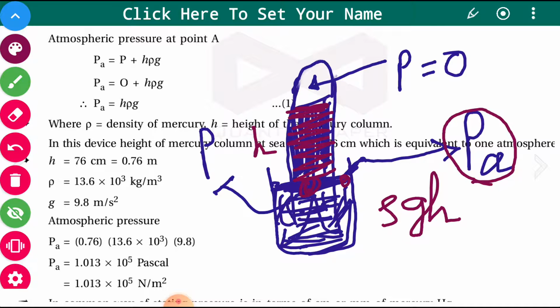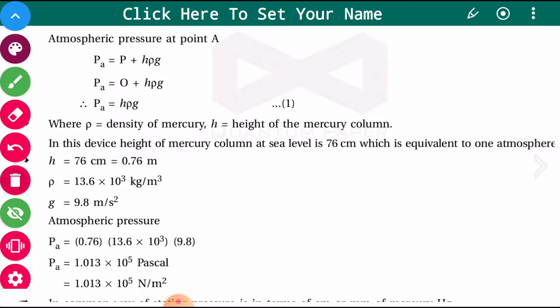So the total pressure at this particular point will be the pressure here in this empty space plus the pressure of this mercury column, that is rho g h. So atmospheric pressure is P plus rho g h, and the pressure in this empty space is 0, so 0 plus rho g h. So the total pressure of the atmosphere will be rho g h.